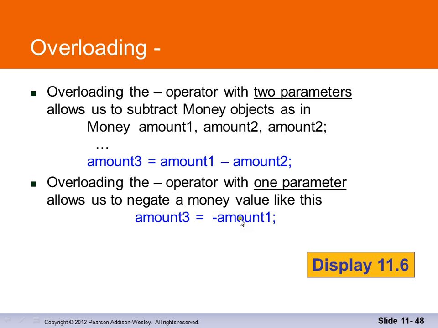So as you can see now in both cases, what's being returned is an object of type money and it's assigned to the left-hand side.